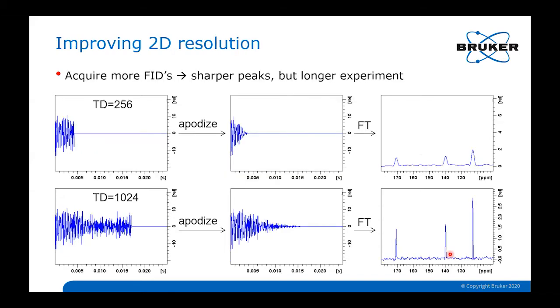Back to the idea of resolution now, typically for a 2D or higher dimensionality experiment, the amount of FID that we observe in this indirect dimension is simply a matter of how many FIDs we acquire. So if we want higher resolution, we need to acquire more FIDs. In this case, if I want to go out to 1024 data points in the indirect dimension to get this higher resolution, it means the experiment's going to take 4 times as long if we're using traditional techniques.